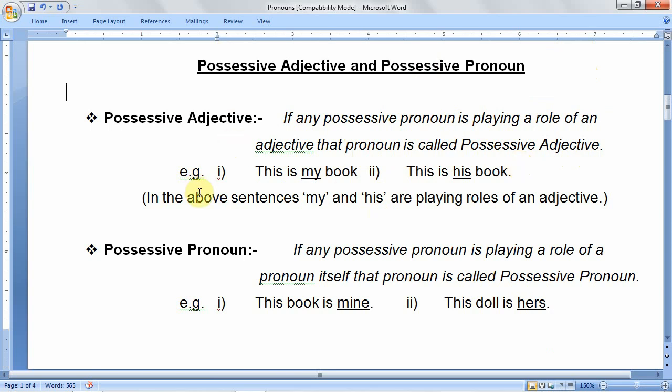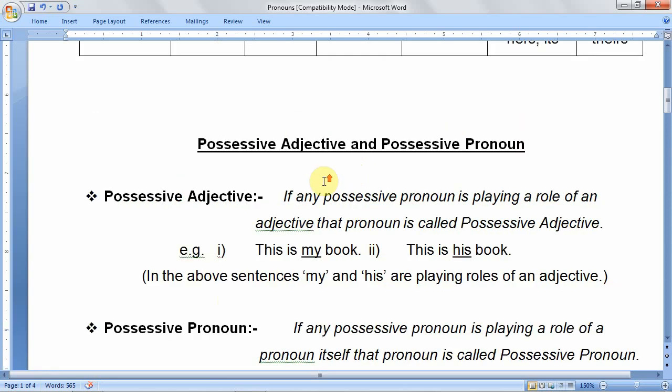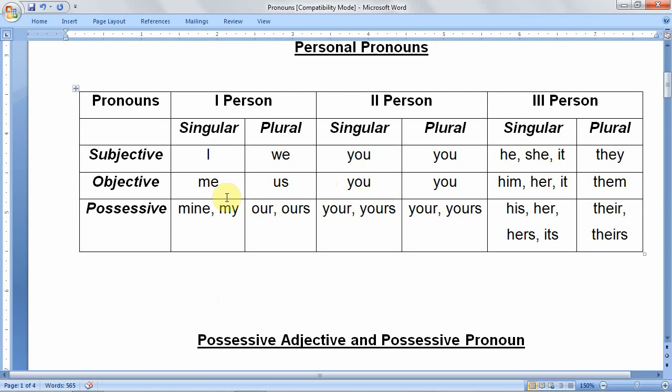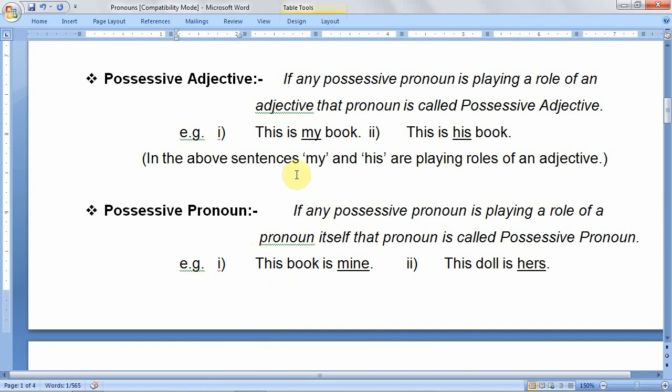Now just read this sentence. This is my book, where we have the noun book. Extra information we are getting here: my book. This is not your book, this is my book. So we have this my, a possessive pronoun, playing the role of an adjective here. That's why it is called a possessive adjective. This is my book. This is his book.